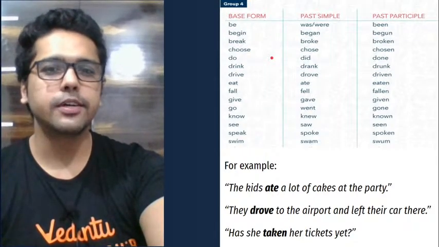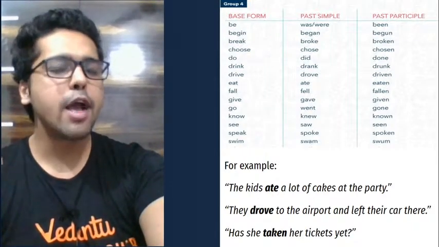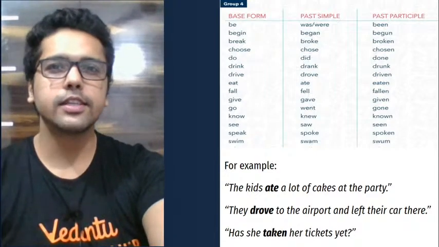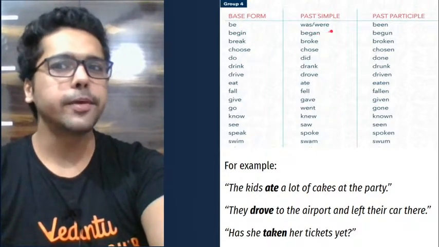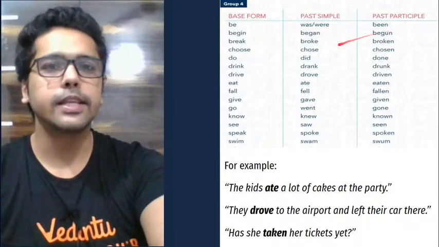This is the last group. This is a very important group here, where all three forms are different. See, look at this here. Base form, for example, be. Its V2 is was or were. And past participle is been.